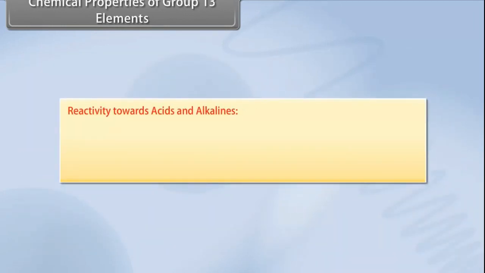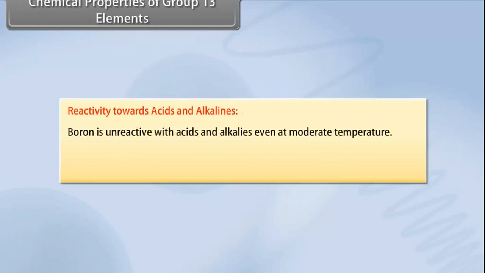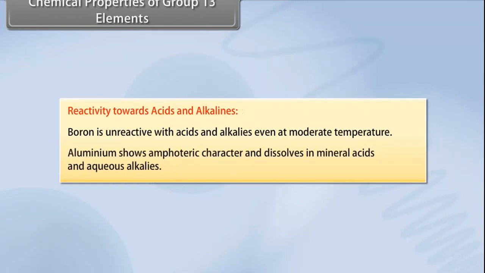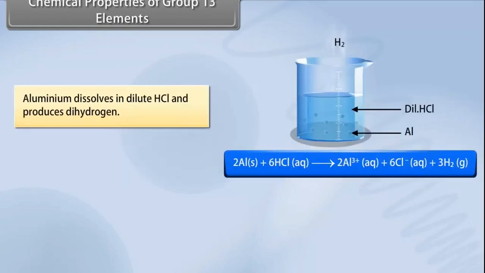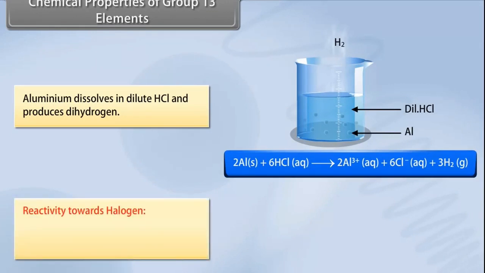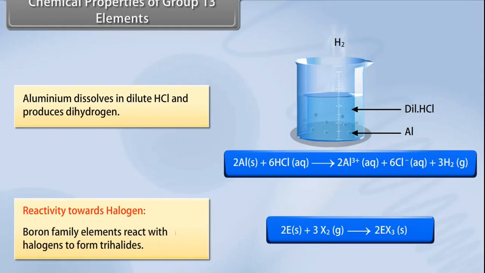Reactivity towards acids and alkalis. Boron is unreactive with acids and alkalis even at moderate temperature. Aluminium shows amphoteric character and dissolves in mineral acids and aqueous alkalis. Aluminium dissolves in dilute HCl and produces dihydrogen. Reactivity towards halogens. Boron family elements react with halogens to form trihalides.